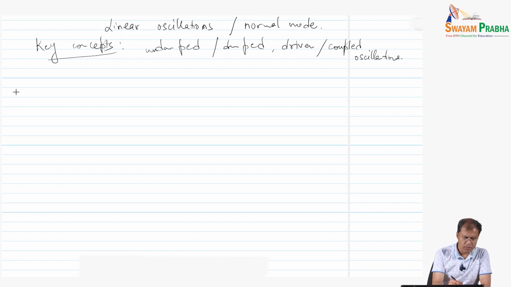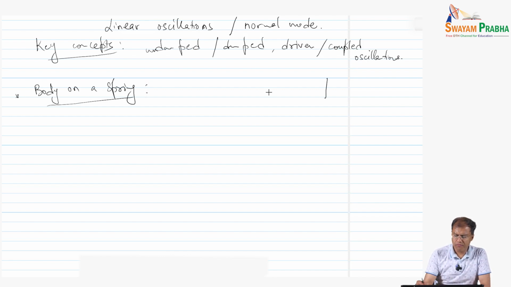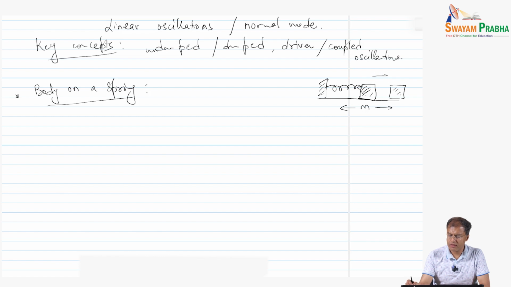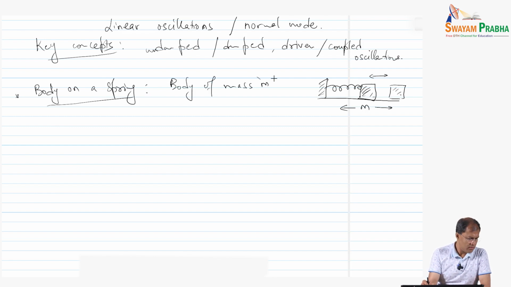So, for example, now we have the body on a spring, okay. This is the first case we will study. We have a mass which is connected to a spring, and this spring is trying to drive this object of mass small m, and typically this mass m is going to show some linear oscillations along the horizontal direction, okay, and we want to study the motion of the system. So, a body of mass m connected with a light spring.